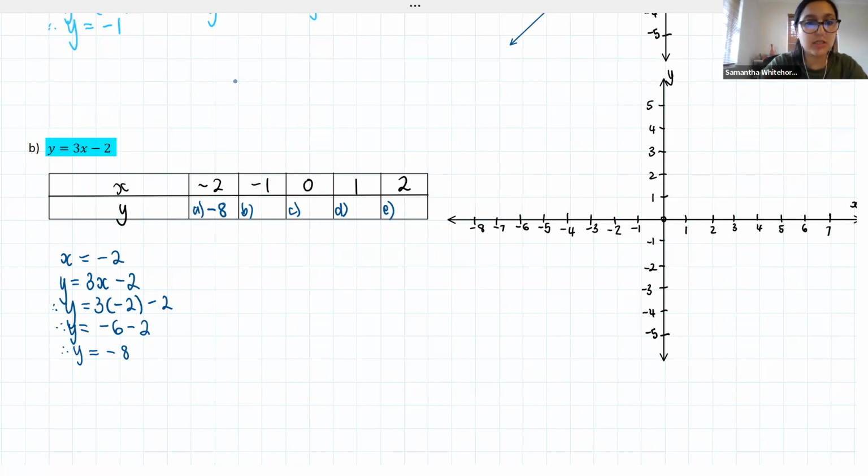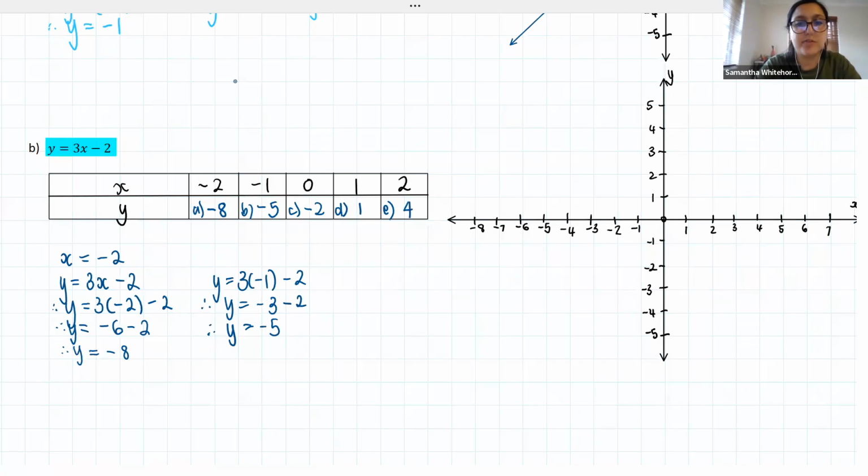So my first output here is negative 8. We then substitute in the negative 1. So y is equal to 3 times negative 1 minus 2. 3 times negative 1 is negative 3 minus 2. So we get an output of negative 5. And so we keep substituting. Our next output is negative 2, 1, and then 4. So we've got our inputs, we've got our outputs, and now we can go and plot our graph.